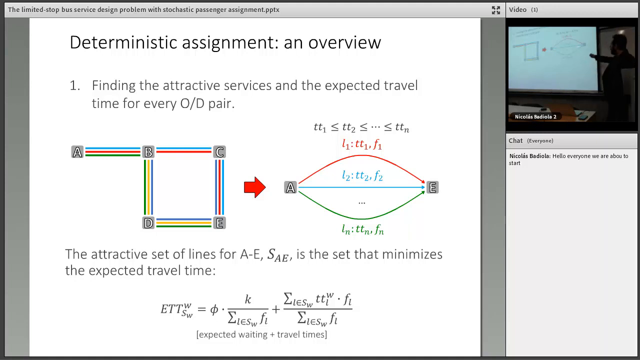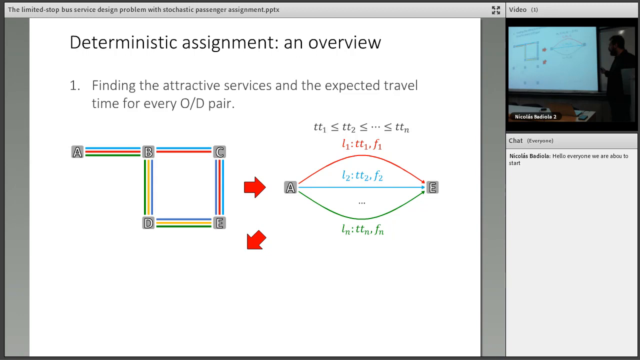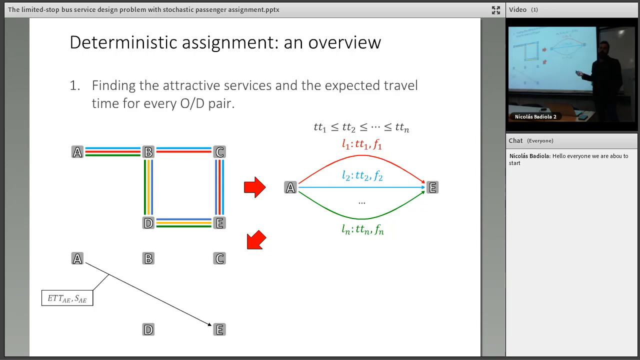And if we isolate A to E, we can see that we can go from A to E using the red line directly here, the light blue line also here, or the green line which goes through D. So these are the three options, and from these three options we solve this problem. We compute the expected travel times, and we choose the smaller one. That way we transform this system of lines into just one single arc, representing going from A to E.